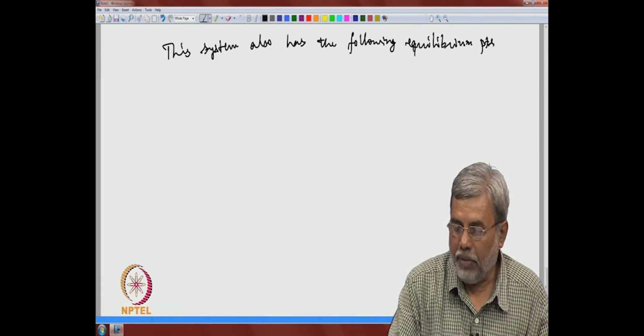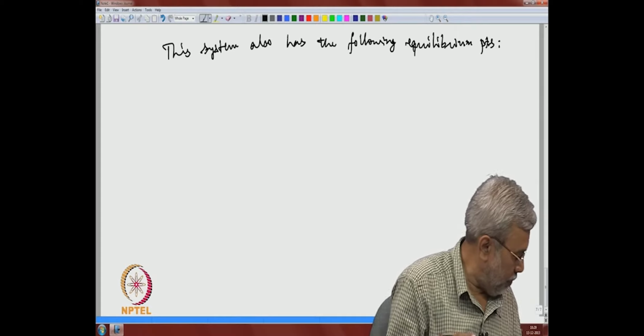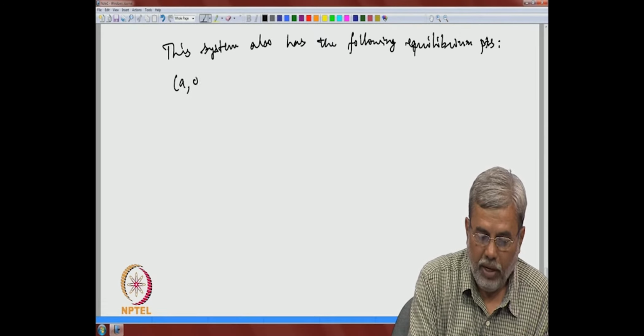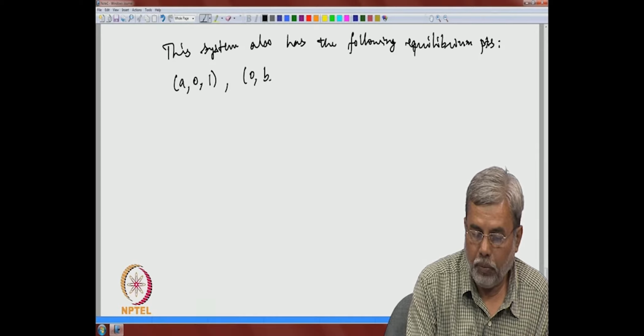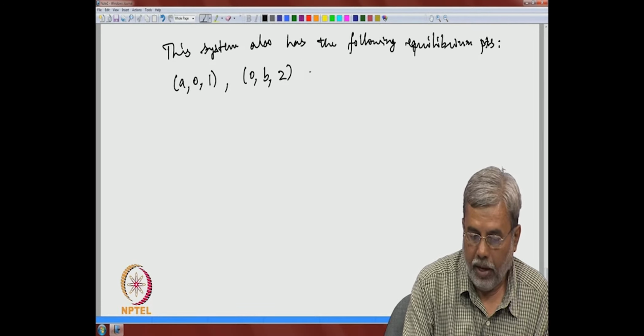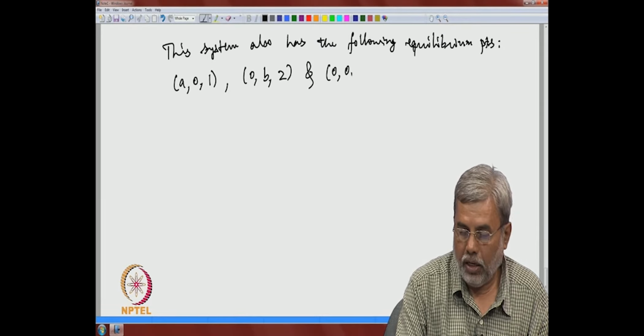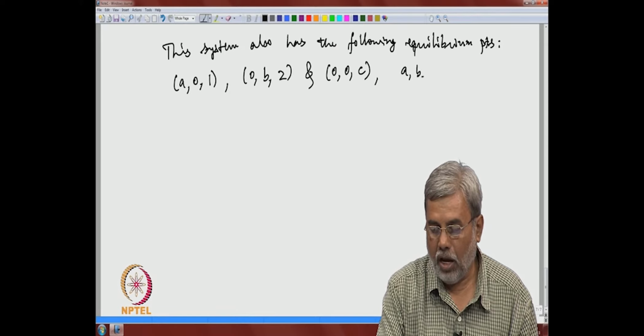There are infinitely many in fact. So, let me write a few of them. So, this (A, 0, 1), (0, B, 2), and (0, 0, C). So, these are all equilibrium points where A, B, C are arbitrary real numbers. Okay.